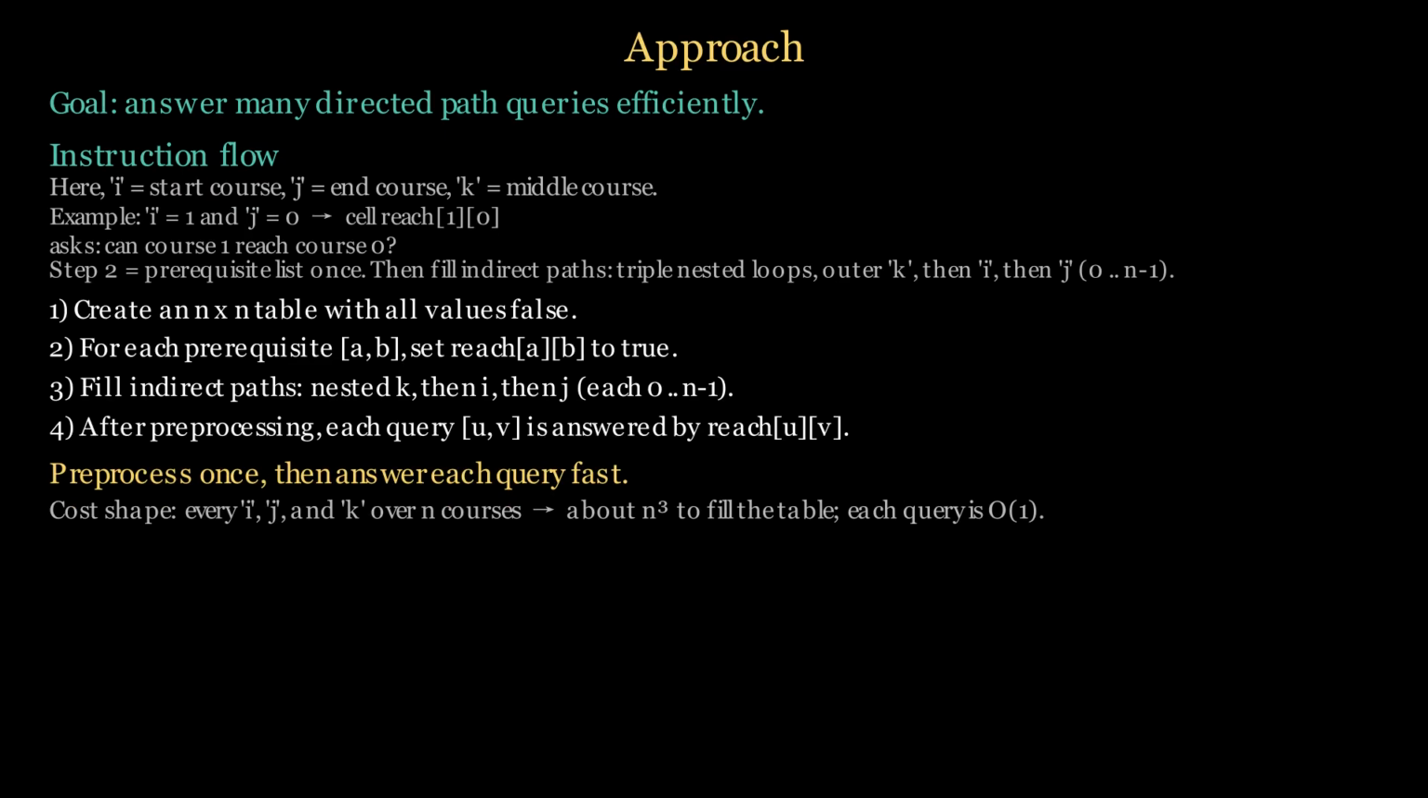Because k, i, and j each run n times, you get on the order of n cubed inner updates in the worst case. The upside is every query becomes a single table lookup.